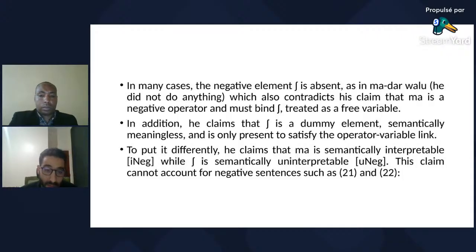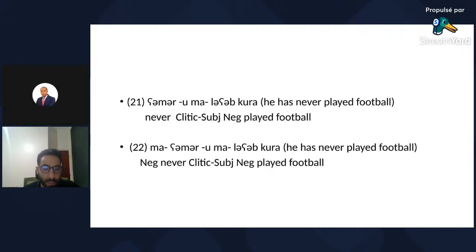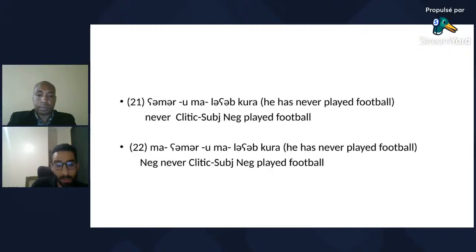This claim cannot account for negative sentences such as عمرو ملعب كورة. Okay, ما عمرو ملعب كورة. So this is very interesting. If we claim that ma is negative, this is going to be a problem because Ammar is also negative. And if we have double negation, they will cancel each other out.